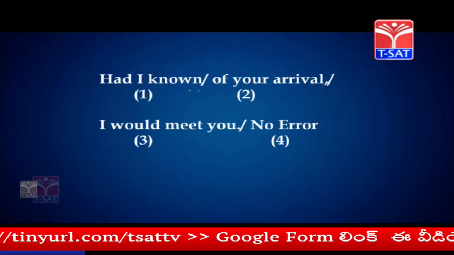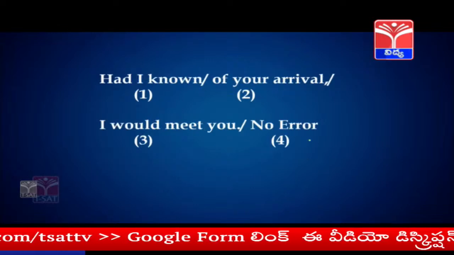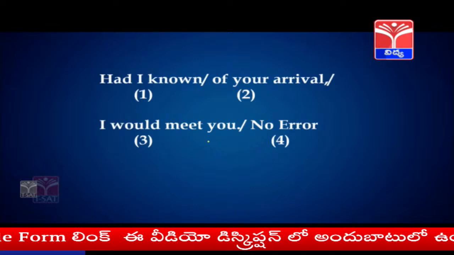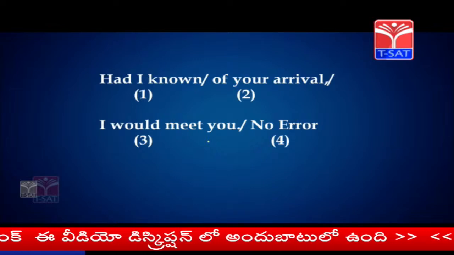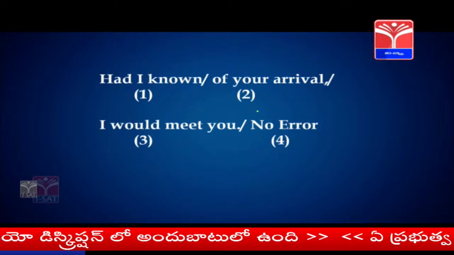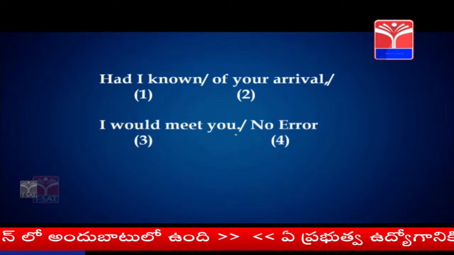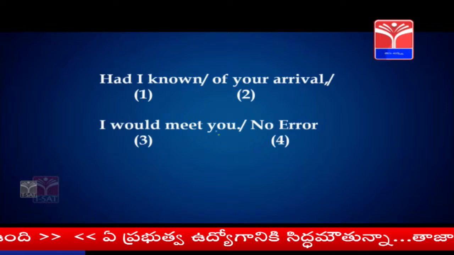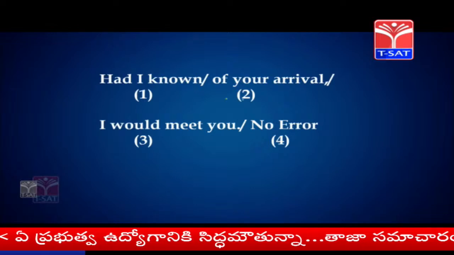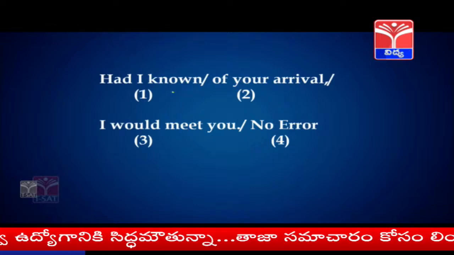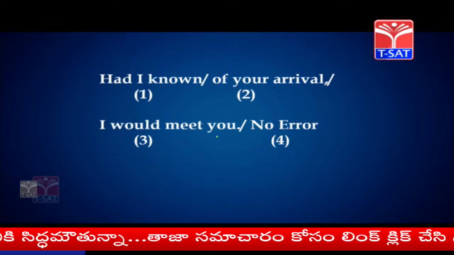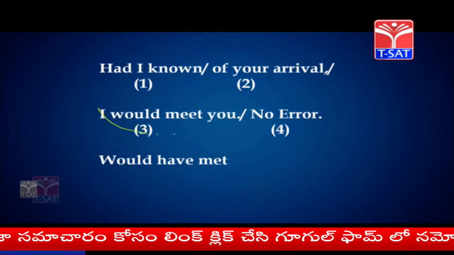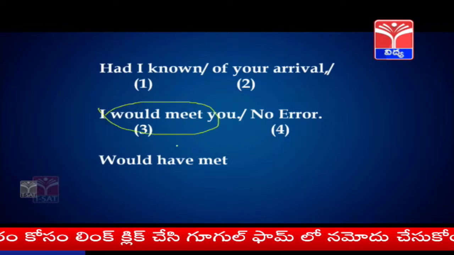And had I known of your arrival, I would meet you. This is the other way of conditional type 3, which is impossible. You can say if I had known of your arrival, I would have met you. The other way is, had I known of your arrival, I would have met you. So, here you can say, had I known of your arrival. If you say, had I known, there is nothing wrong with the word order. Of your arrival, I would meet you. The problem with I would meet, it should be I would have met you. So, problem with 3 here.